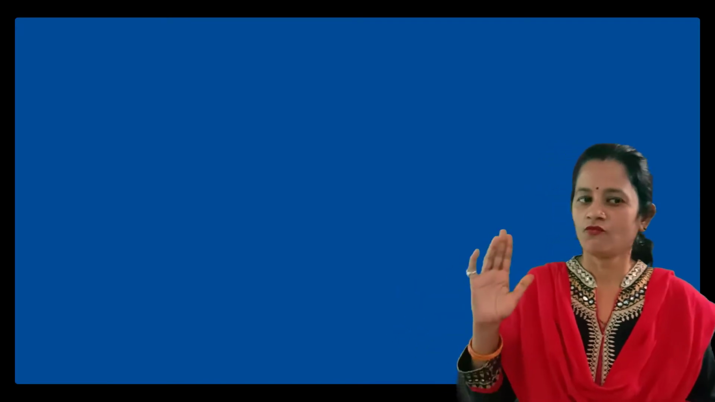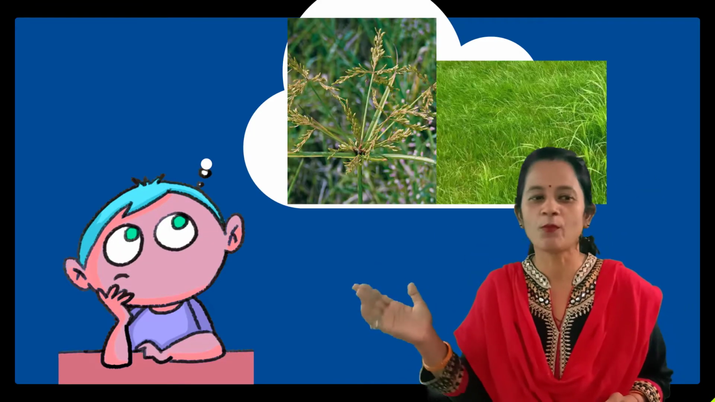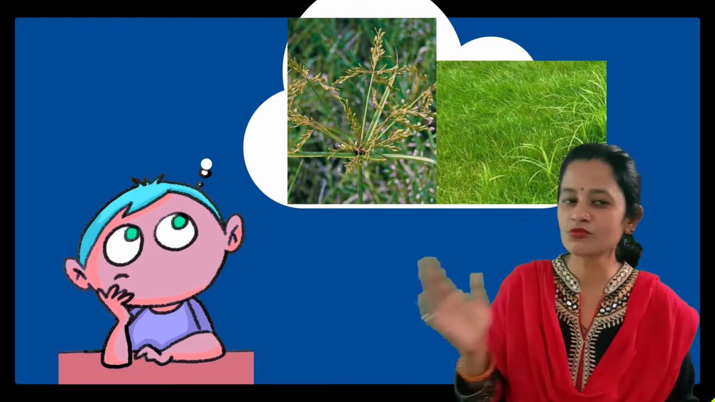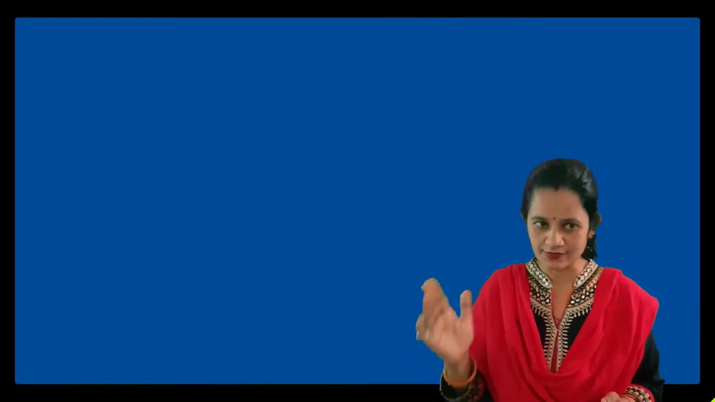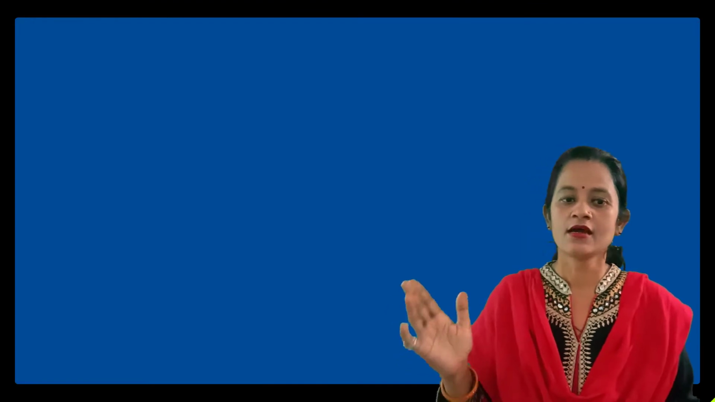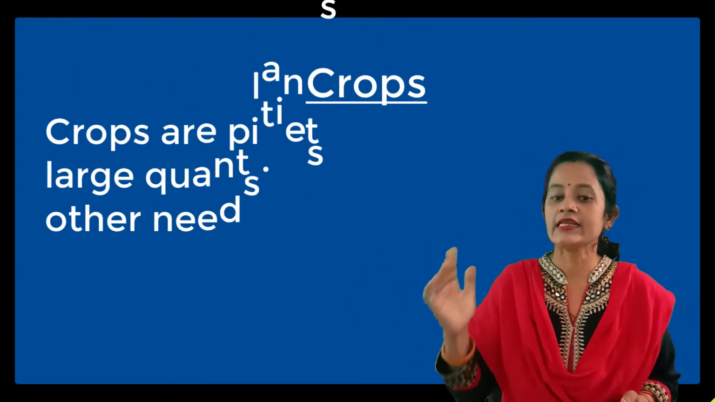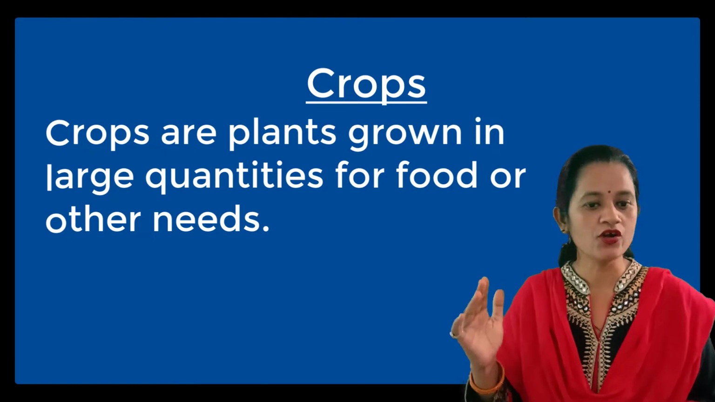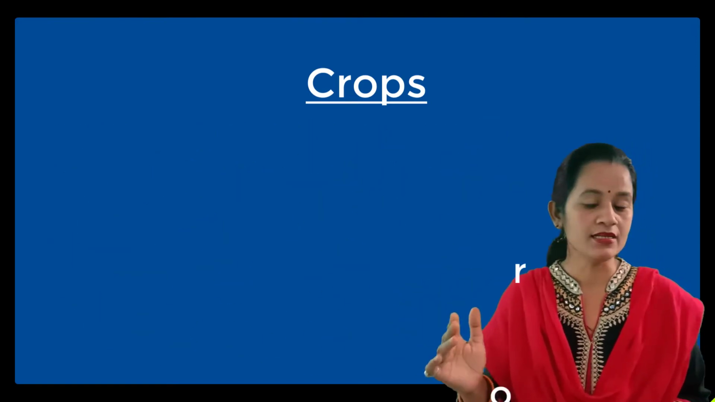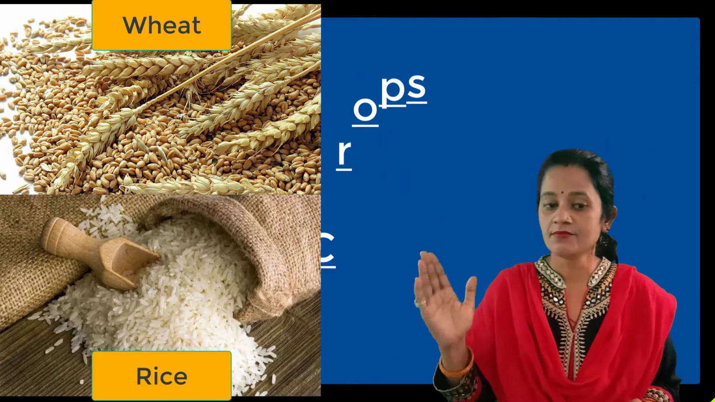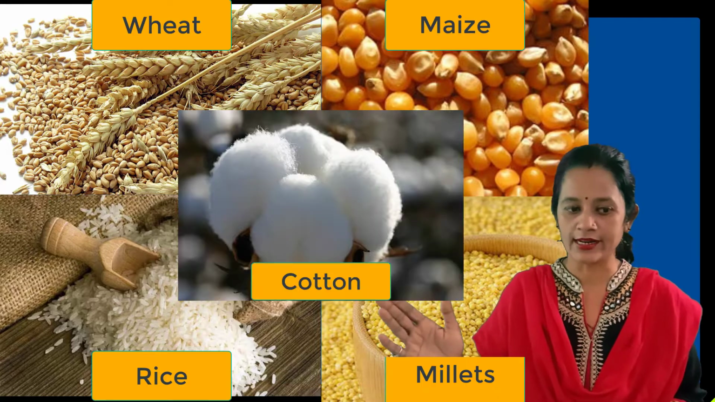So students, when we talk about crops, what comes first in your mind? Plants that you generally see in open spaces or field. But students, all plants that you have seen in open spaces are not crops. They may be grass or weeds, that is unwanted plants. So crops. Crops are plants grown in large quantities for food or other needs. Example, wheat, rice, maize, millets and cotton.